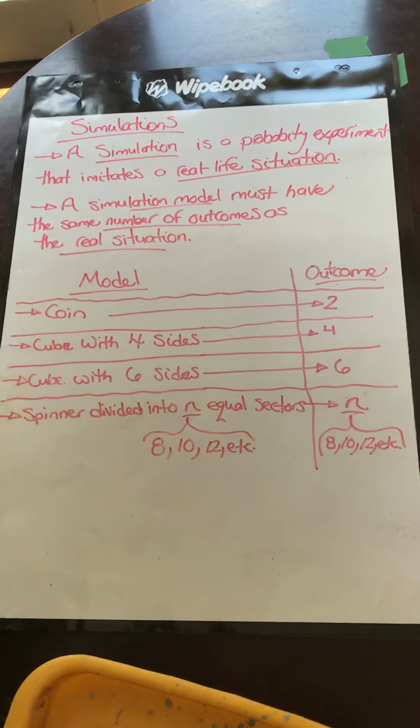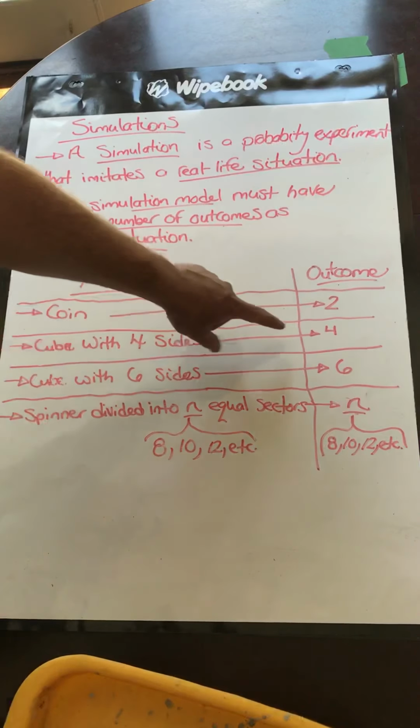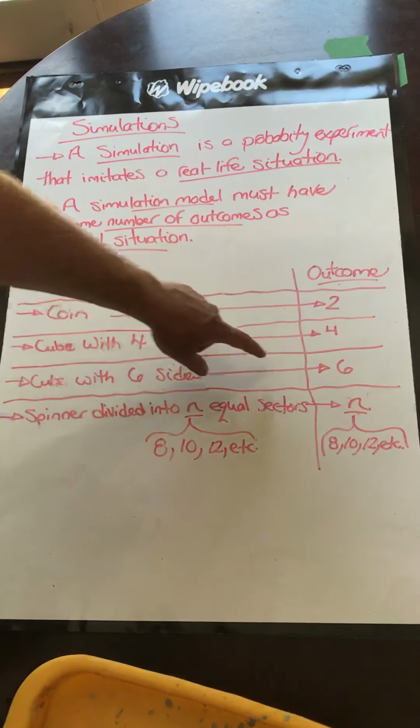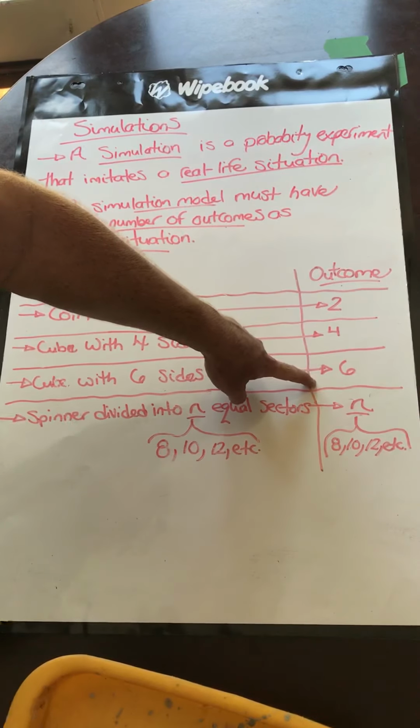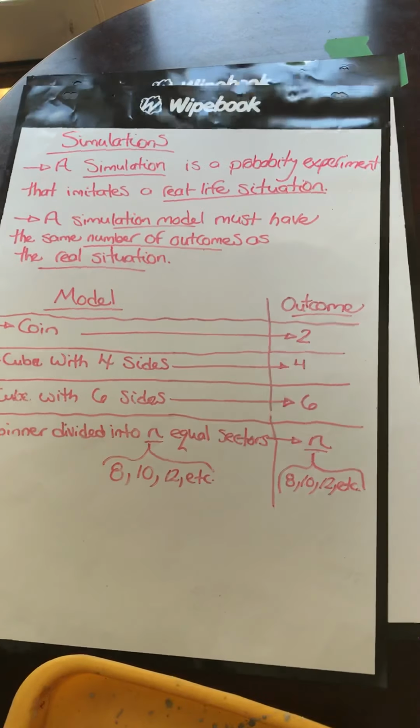So a coin can model for if the real situation has 2 outcomes. A cube with 4 sides can model for a real life situation that has 4 outcomes. A cube with 6 sides can model for a real life situation that has 6 outcomes. And a spinner can be divided into n equal sectors. So it could be divided into 2 equal sectors, 8, 10, 12, depending upon how many equal outcomes that you need. So we're going to get right into an example.